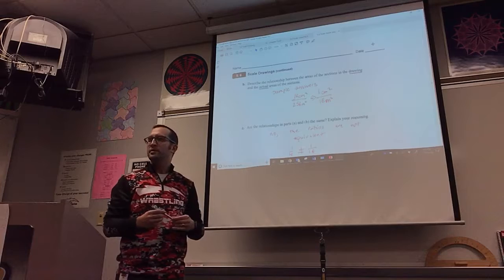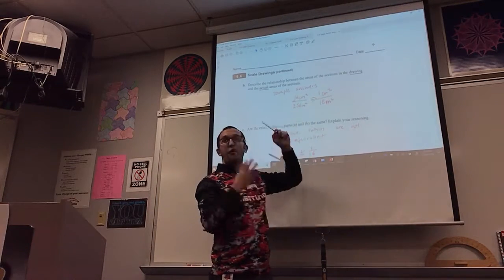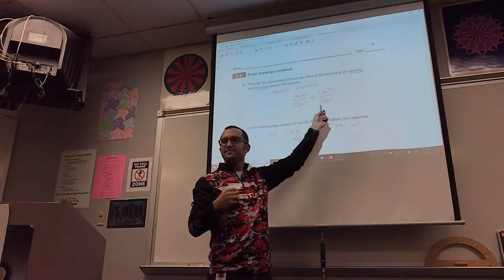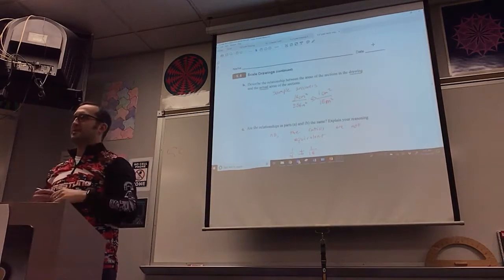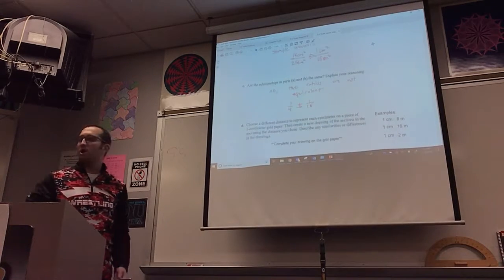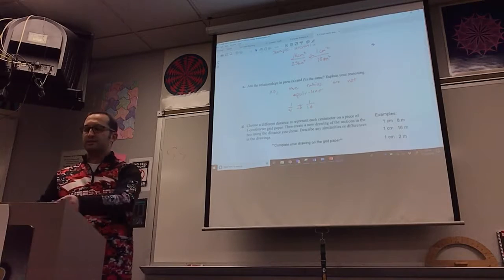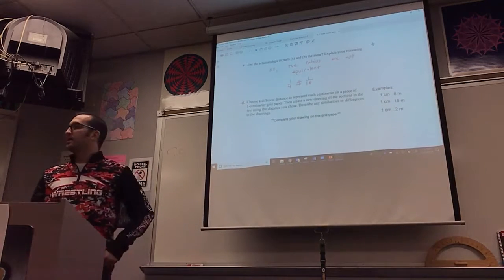What's 1 squared? 1. What's 4 squared? 16. Interesting. Remember the scale? The scale was 1 to 4 from the first page. And then it's saying, are these ratios the same? No. The ratio between the lengths and the ratio between the areas is not the same. So that was what we saw on the answer key.